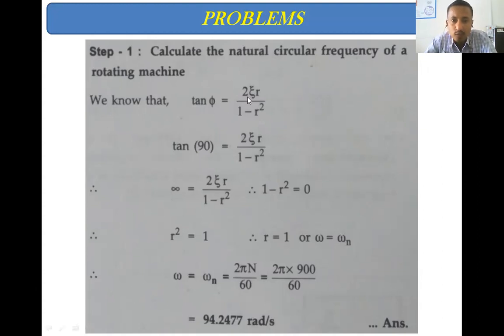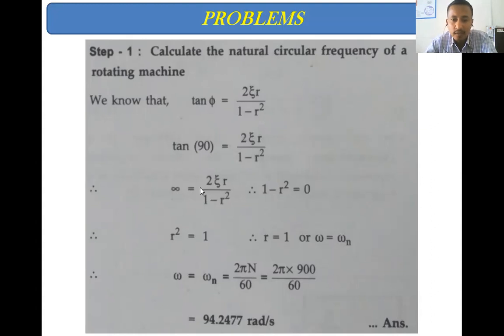Now tan phi is equal to 2 zeta r by 1 minus r square. Here small r is the frequency ratio, that is omega by omega n. The phi value is 90 degree, given in the problem. Tan 90 is equal to infinity. So infinity into anything.